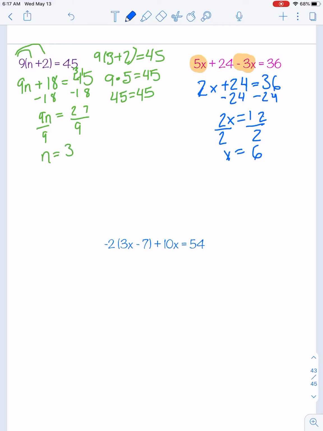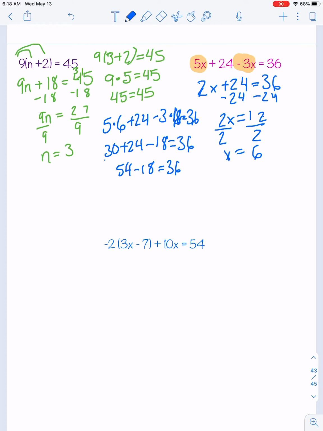So we have 5 times 6 plus 24 minus 3 times 6 equals 36. So 5 times 6 is 30 plus 24 minus 18 equals 36. So now I have 24 plus 30 is 54 minus 18 equals 36. 54 minus 18 would be 36, so 36 equals 36.